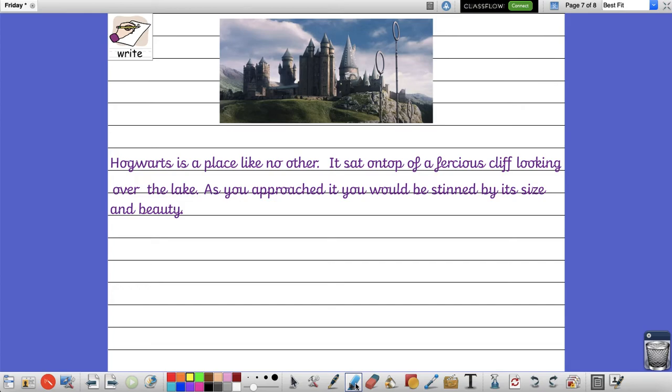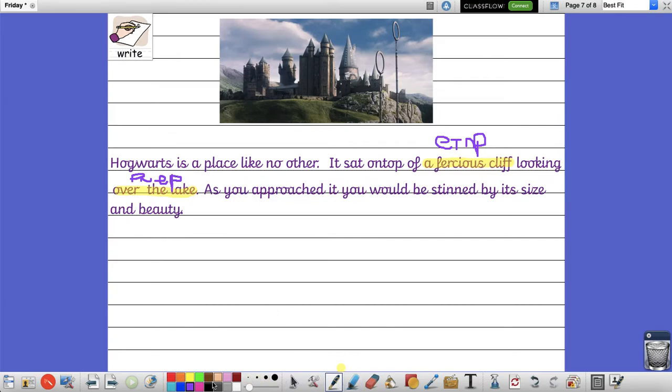So, I'm looking for, have I used an expanded noun phrase? Well, I have. I've got here a determiner, I've got an adjective, and I've got a noun. A ferocious cliff is an expanded noun phrase. So here, I'm just going to mark on so I know what I've used. Then have I used a preposition afterwards to extend it? I have, looking over the lake. So here now I have got a preposition. That's a really good start to my writing.